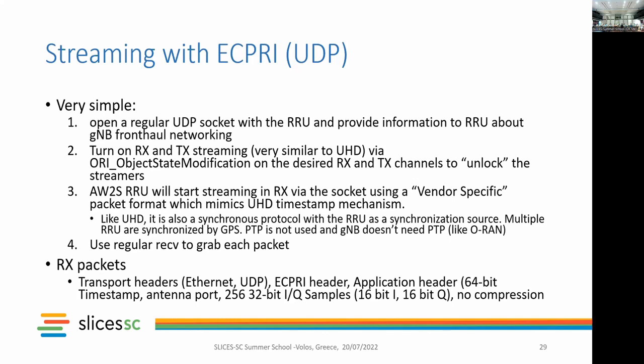But you have to work on a lower level. So you basically use a standard receive to grab each packet. Inside the packet, you have to parse it yourself. There are transport headers, the Ethernet and the UDP headers, which you can ignore. There's the EC3 header that you have to parse. There's an application header, which contains the timestamp, just like the UHD timestamp, the antenna port, and 256 32-bit IQ samples. So 16-bit I and 16-bit Q, and there's no compression. So virtually the same as the standard M16 format of UHD.